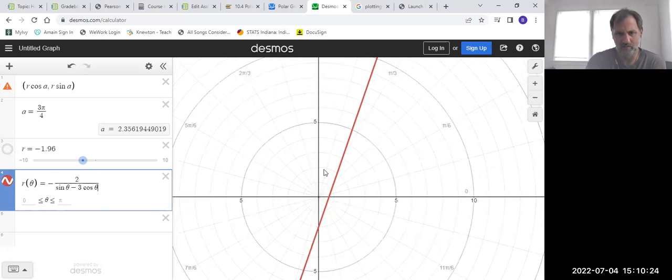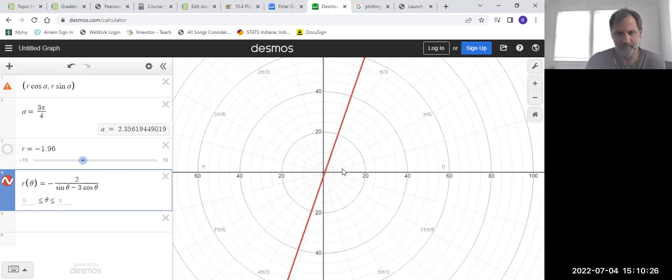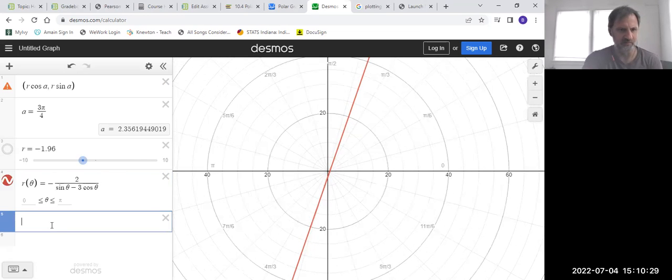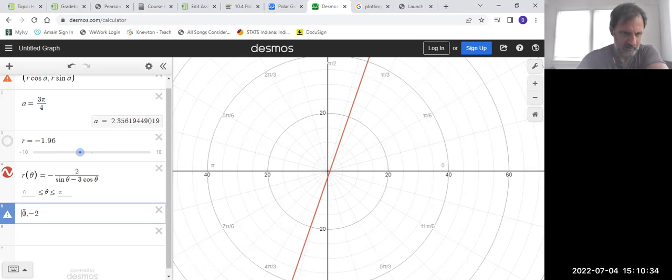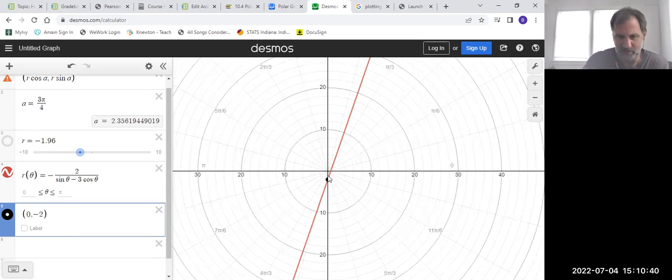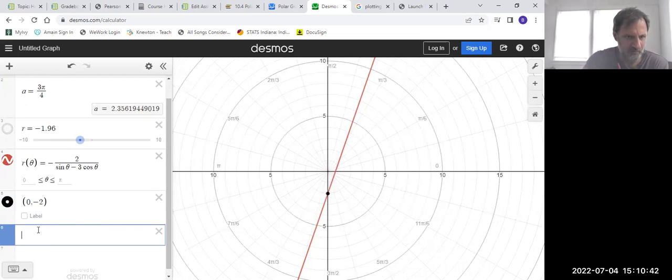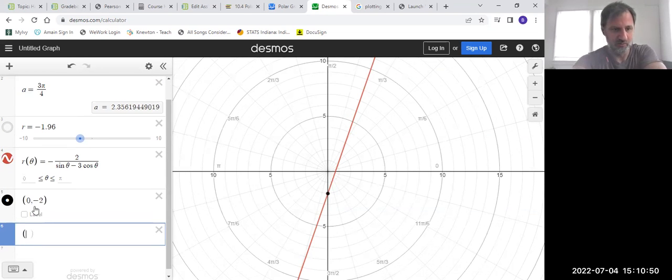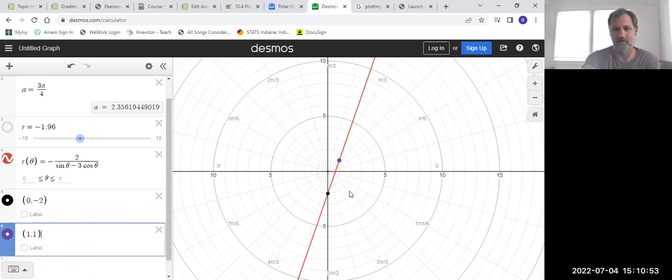Great. Well, it definitely makes a straight line. And what else can we say about it? Let's put the point (0, -2) on there. Wrap it up in parentheses. That's definitely on the line, so that's a good sign. And then let's just use the slope. If we go over 1, we should go up 3. So there should be another point on here, (1, 1). And there it is. Yep. So this is exactly the y equals 3x minus 2 line expressed in the polar system.